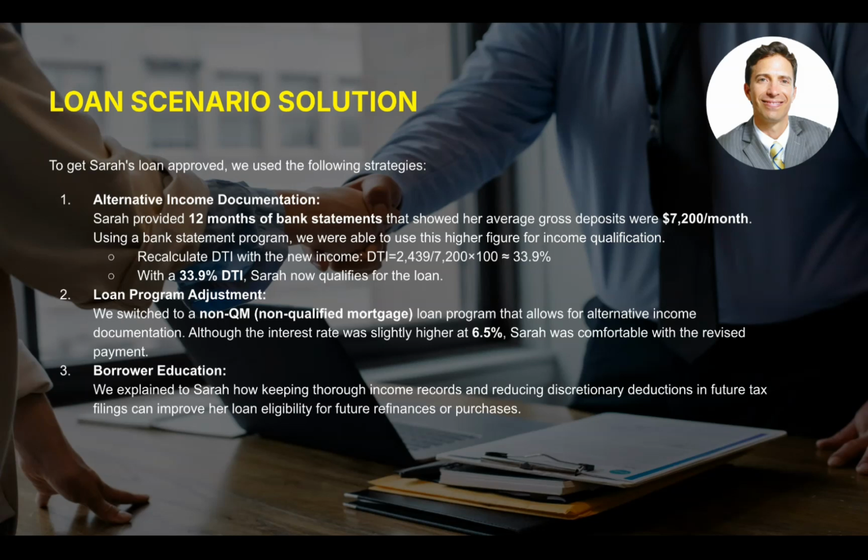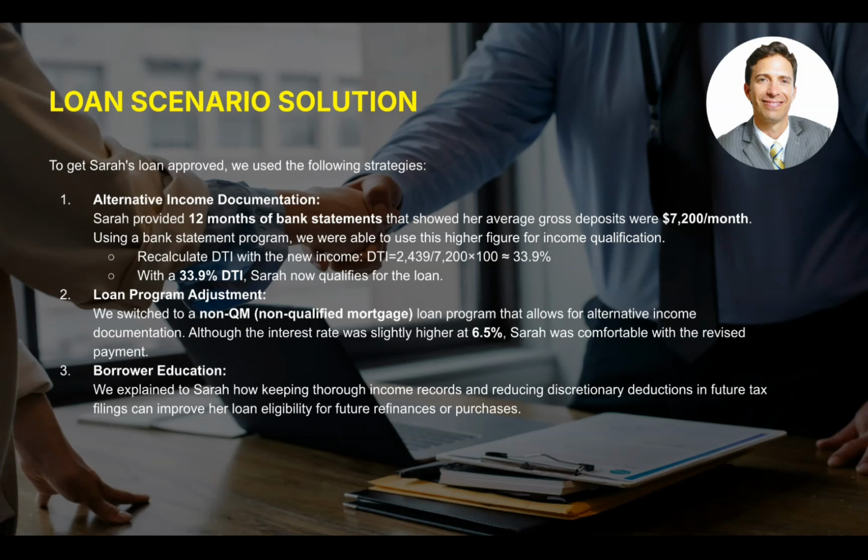Number two, the loan program adjustment. We switched to a non-QM or non-qualified mortgage loan program that allows for alternative income documentation. Although the interest rate was slightly higher at 6.5%, Sarah was comfortable with the revised payment. Number three, borrower education. We explained to Sarah how keeping thorough income records and reducing discretionary deductions in future tax filings can improve her loan eligibility for future refinances or purchases.